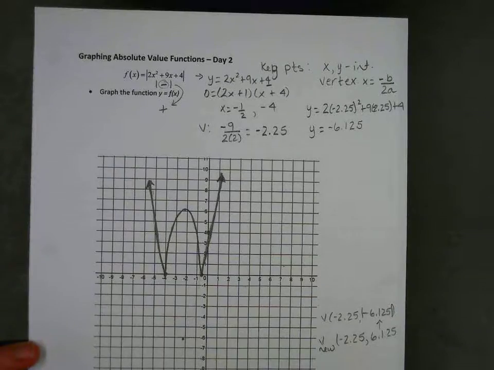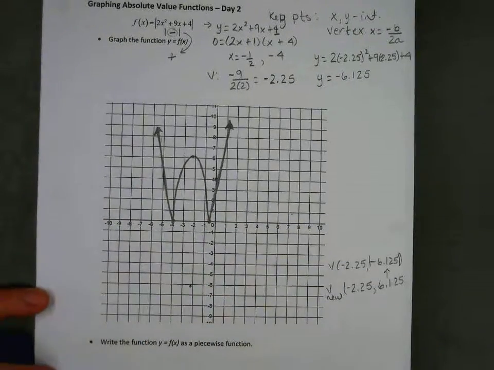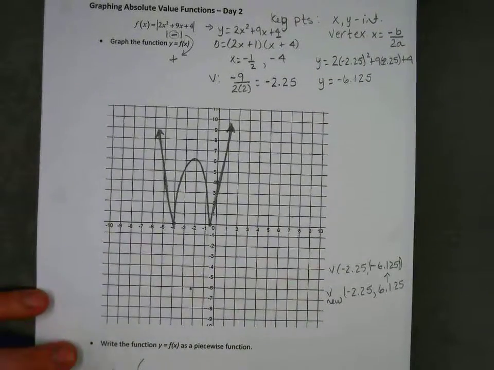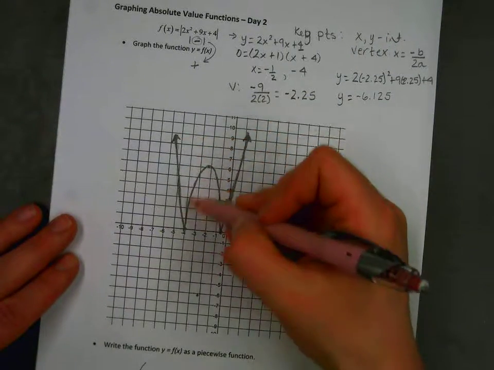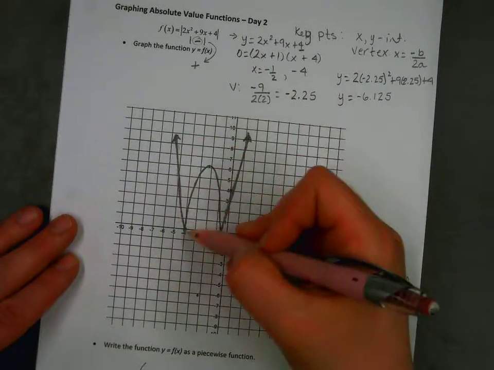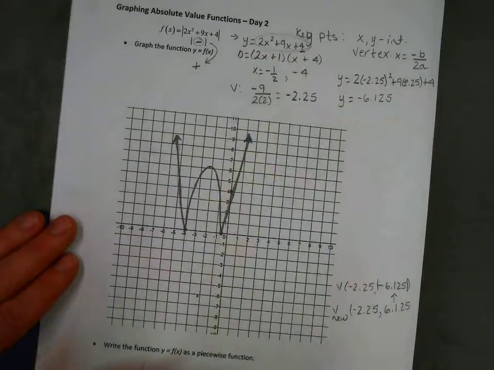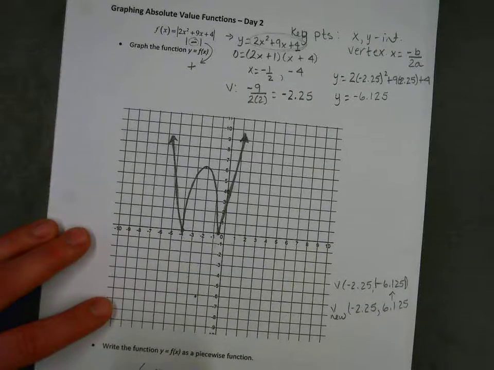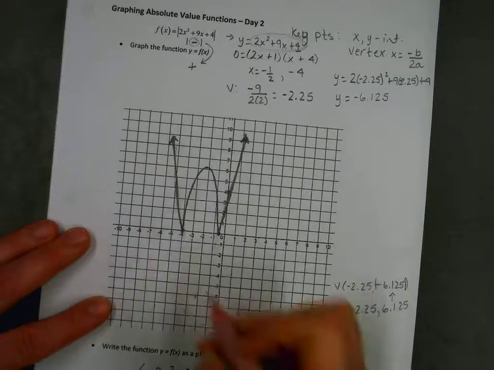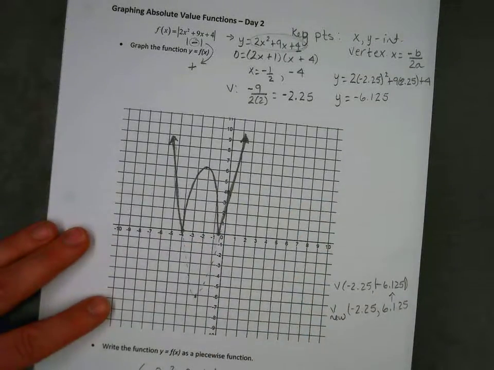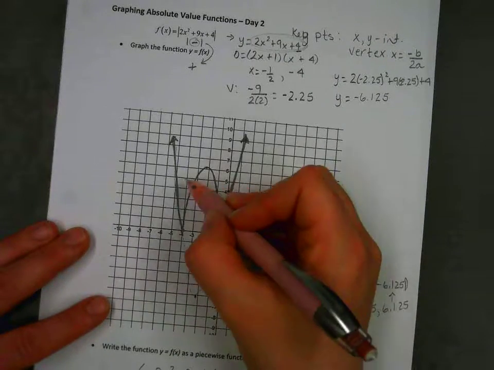Now, how do I write this function as a piecewise function? Again, I'm going to start with my squiggly brackets. What are my two pieces? My branches were produced by this original quadratic function, which is 2x squared plus 9x plus 4. Thinking about our original function that we just drew, I only want the branches of that original function.